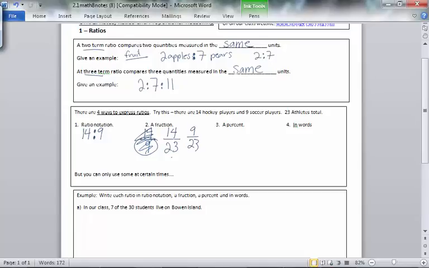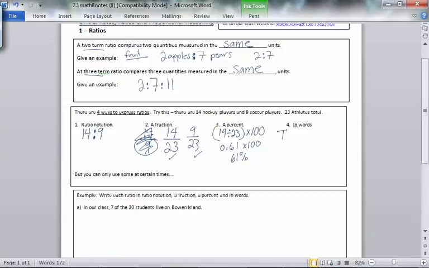As a percent, again, we'd have to choose to represent hockey players or soccer players. But to do that, you start with your fraction. If we do hockey, we'll go 14 divided by 23, get a number, multiply by 100 like we did last unit. So that ends up being 0.61 times 100, or 61% of the athletes are hockey players. That's technically a ratio too. And then the last one, in words, we'd write it out.